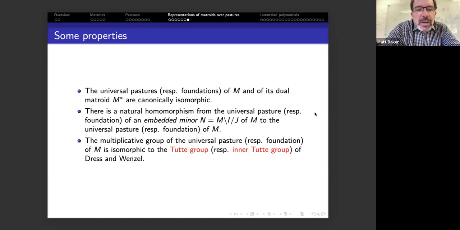And we can characterize these things by a universal property, whereas for Dress and Wenzel, the Tutte group was simply defined by generators and relations in like 3 or 4 or 5 different ways. But you couldn't really answer the question, what is the group, in like one sentence without giving an explicit description of it. But now we can. So it's the usual philosophy in abstract algebra or category theory that it's better to define things by universal properties and then give concrete constructions of those things rather than defining stuff by explicit constructions.